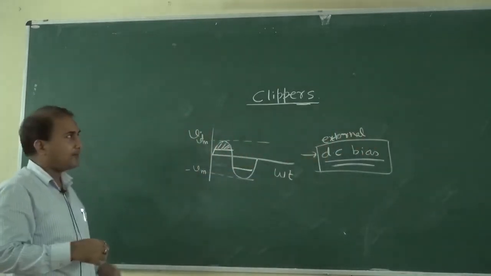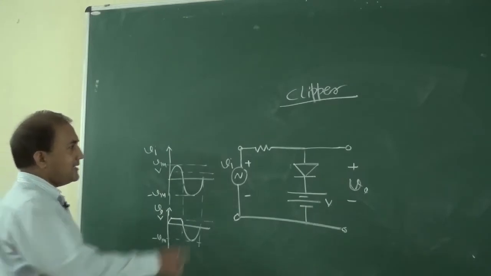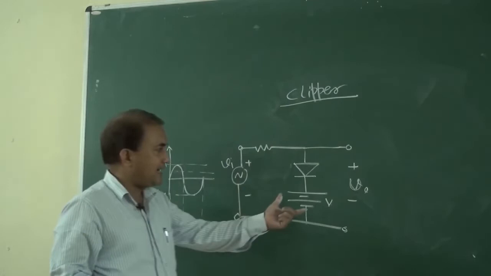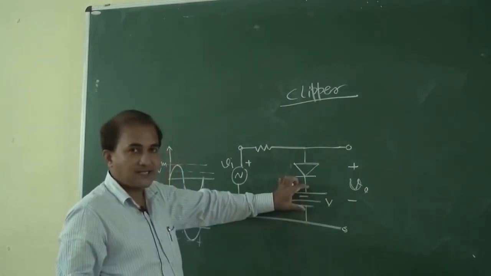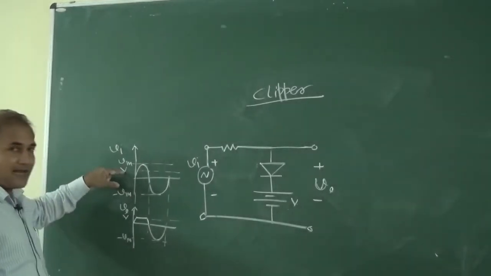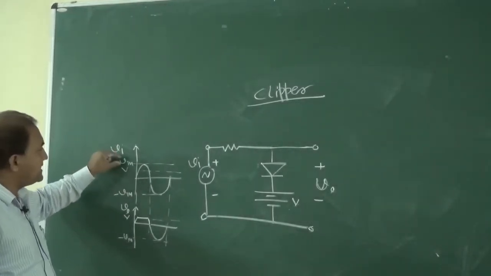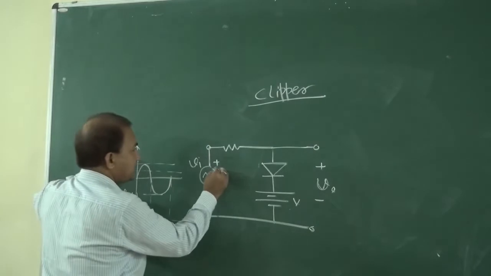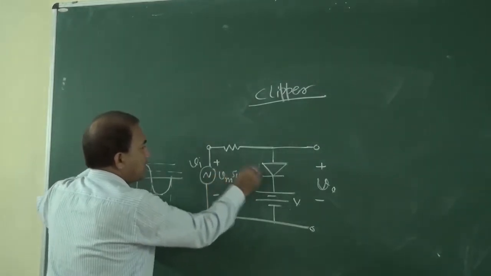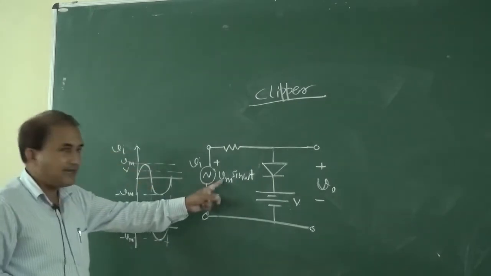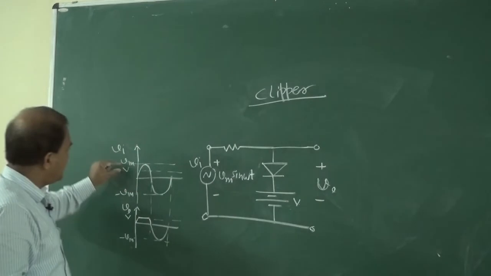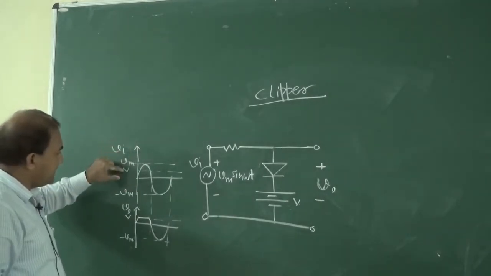Now we will see an example of a clipper circuit in which an external DC bias voltage is applied. This voltage is V, and this voltage V is less than Vm. Suppose Vi is equal to Vm sin omega t, and this Vm is more than this V.